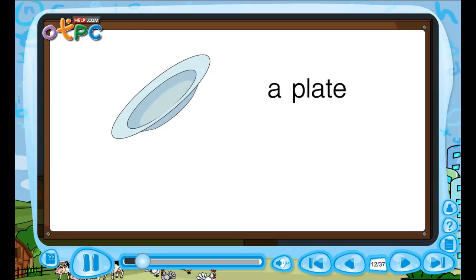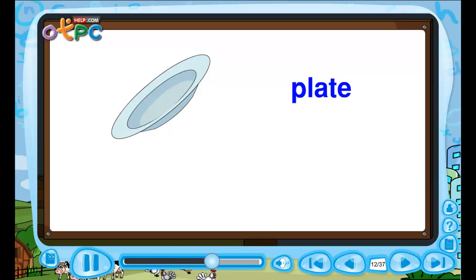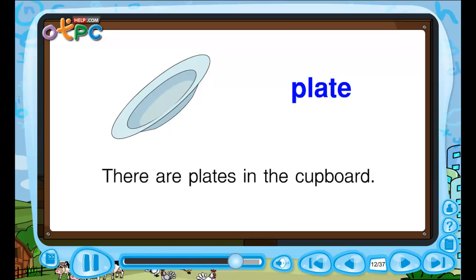A plate. P-L-A-T-E, plate. There are plates in the cupboard.